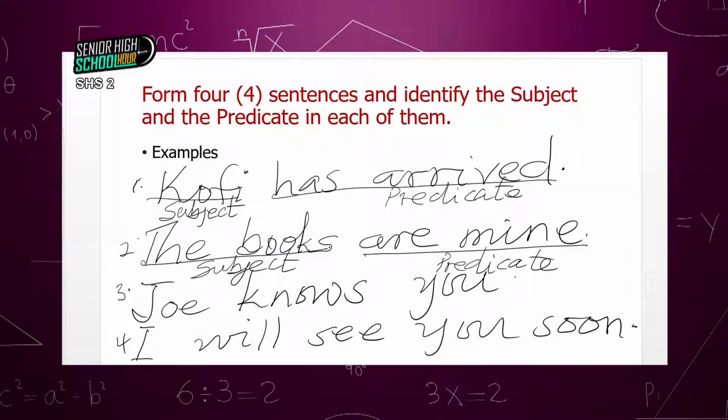Our third sentence: Joe knows you. Where is our verb? Knows. So from knows to the end becomes our predicate. And then where's our subject? Joe.